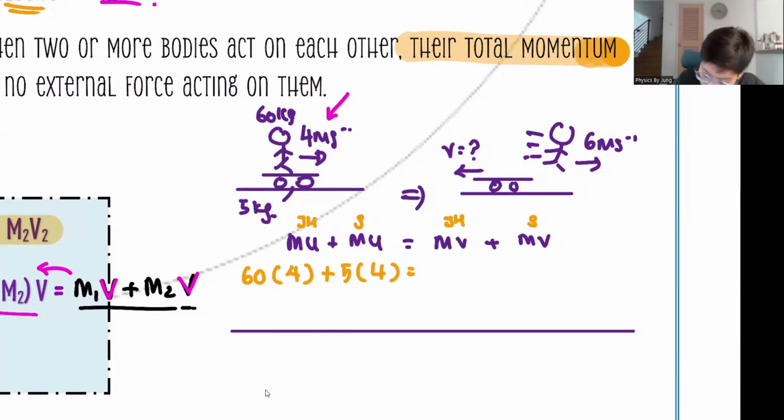A common mistake is people think that when I jump on the skateboard, I'm moving at 4 meters per second and the skateboard is not moving. No, if these two objects move together, they share the same speed. So 60 times 4, plus 5 times 4. Because it's mass times velocity plus mass times velocity. Equals to next. What is Jung Hao's mass? If I jump out, I will still have the same mass, right? So 60 kg multiplied by 6. Then what's the mass of the skateboard? The skateboard is 5 kg, right? So 5 kg times V.